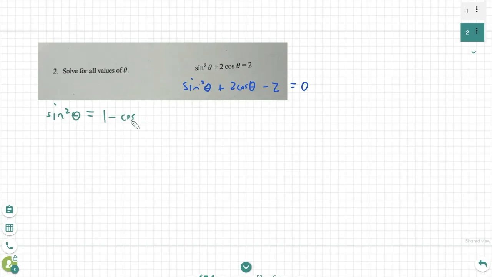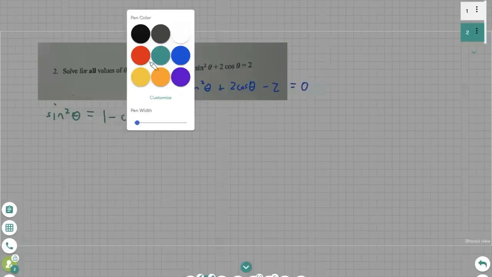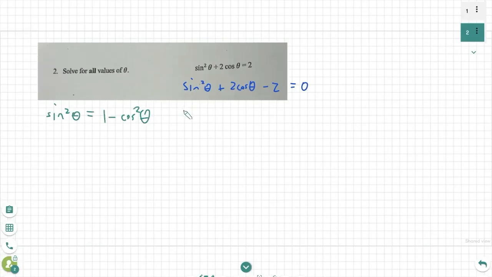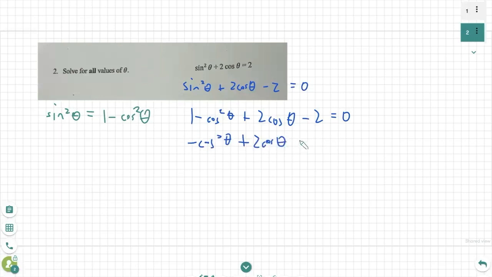What else goes with the cosine? Squared theta. Okay, so how would you use this then? So you replace the sine squared with 1 minus the cosine squared. Okay, does that make sense? Yeah. Would you combine the -1 and the 2? Yeah, I can do that. Let's just simplify from here. So negative cosine squared plus 2 cosine theta minus 1, right?